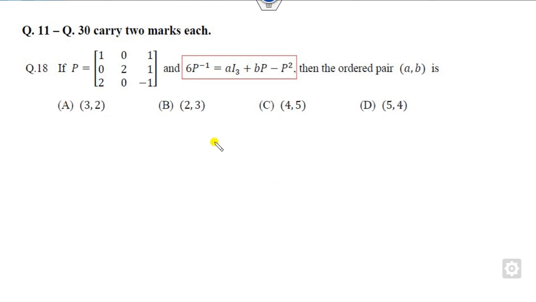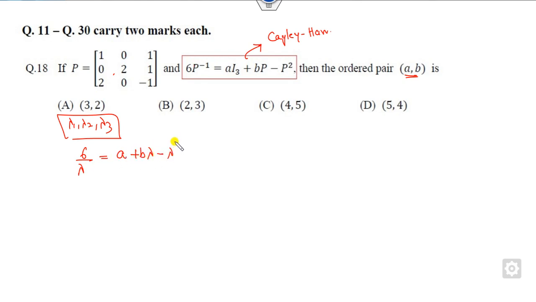Look at this one. You have to find the pair A comma B. That's very simple. There is no need to solve them. Whenever you think about this, what is the first theorem that comes to mind? That's the Cayley-Hamilton theorem. If I consider these as the 3 eigenvalues of this matrix, then according to this, P inverse has eigenvalues like this. So if you take the LCM, you will write it like here. That is the option.